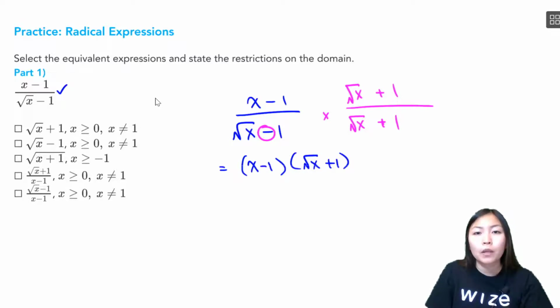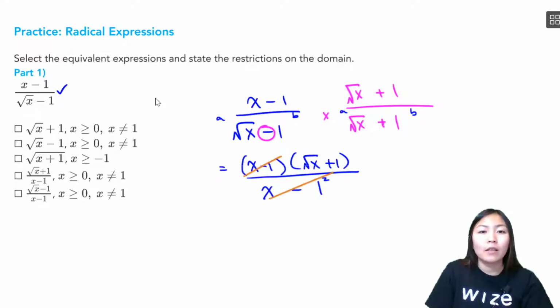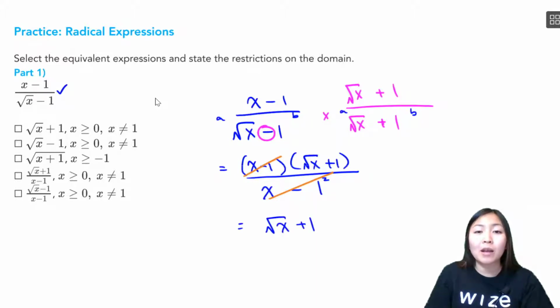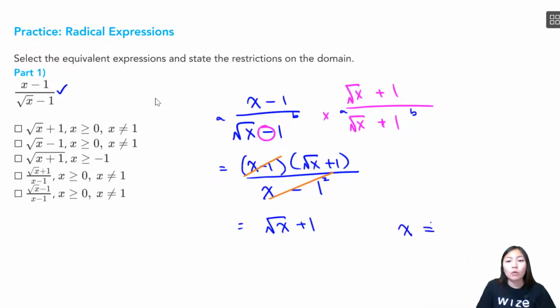In the denominator, we have a minus b, a plus b. That's going to give us a squared minus b squared. Oh, look at that. X minus 1 in the numerator, x minus 1 in the denominator. We cancel those out. This is the same expression as root x plus 1. Okay? Of course, for us to be able to cancel that out, x couldn't equal 1. If x equals 1, we can't divide 0 by 0. That would fall apart. So my restriction here is that x cannot equal 1.